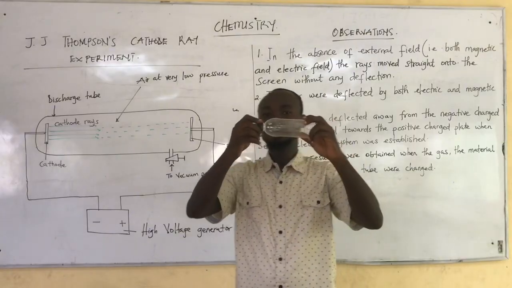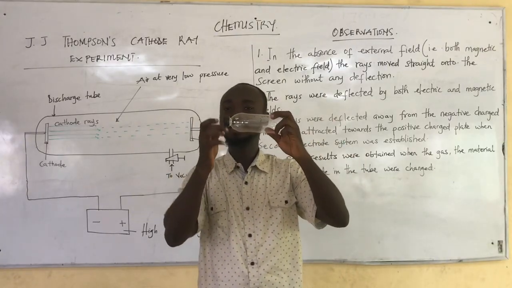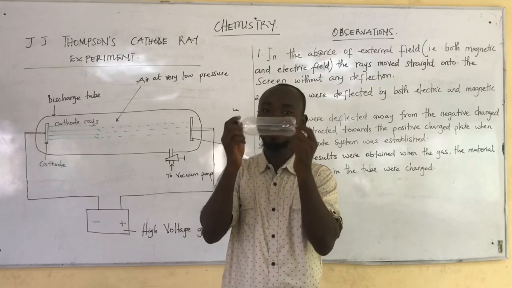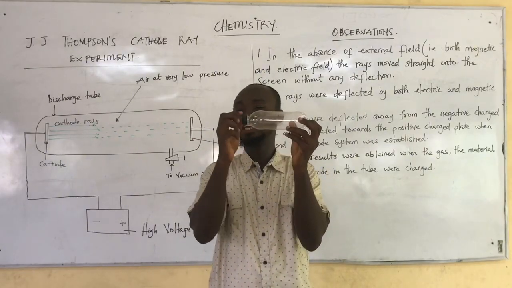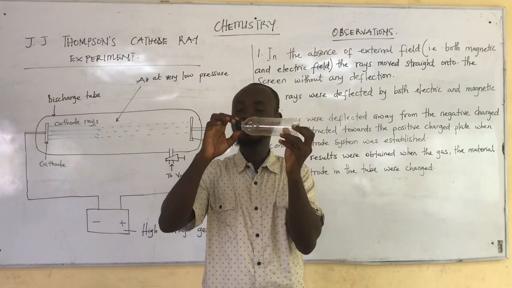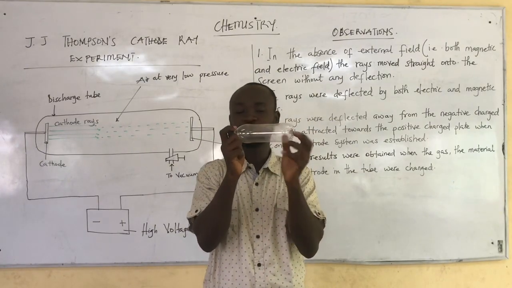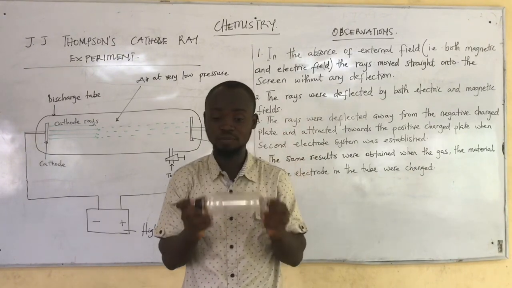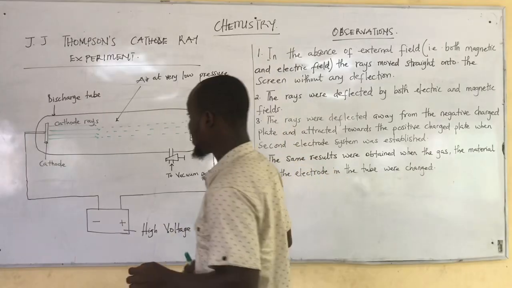So over here, this one indicates one electrode, and then over here, this one also indicates another electrode. So this electrode here, the black cover you can see here, indicates my cathode, that is my negative electrode, and then this side indicates my positive electrode, known as the anode. Is that okay?